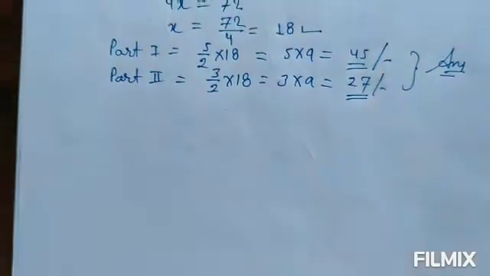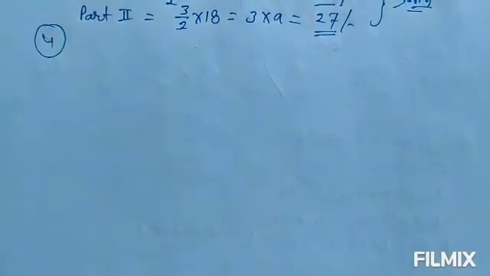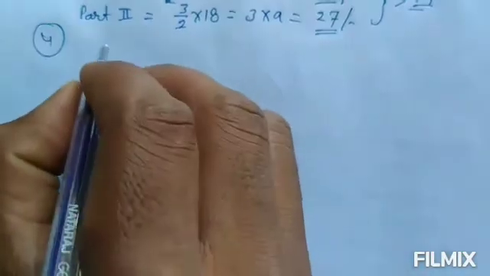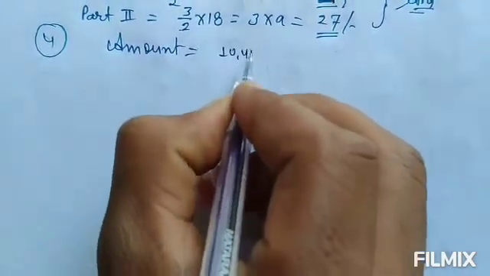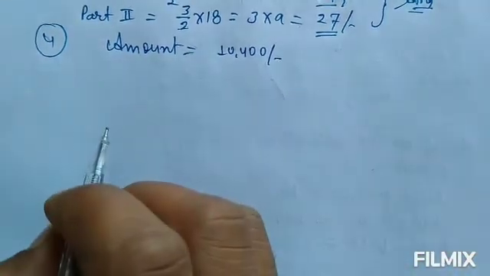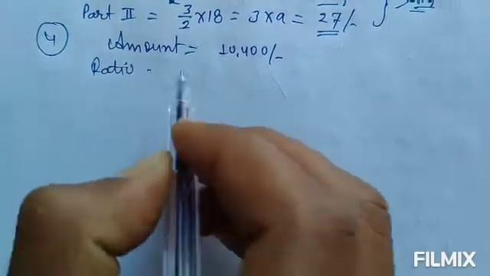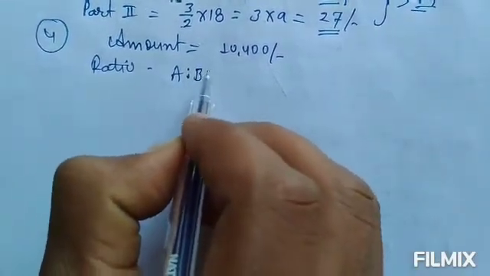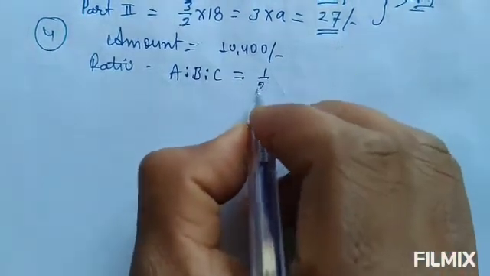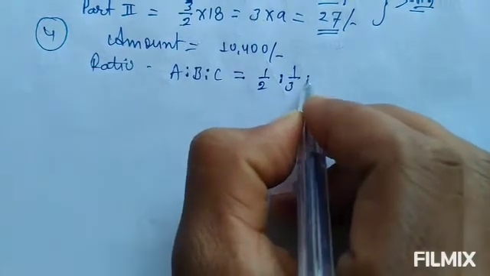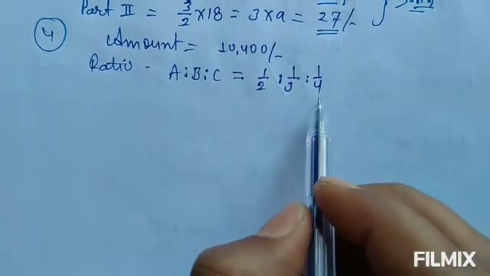Now next question, question number 4. The fourth question is: divide 10,400 rupees in the ratio A, B, C, where ratio A is 1 upon 2, ratio B is 1 upon 3, ratio C is 1 upon 4. These are the parts of A, B and C.